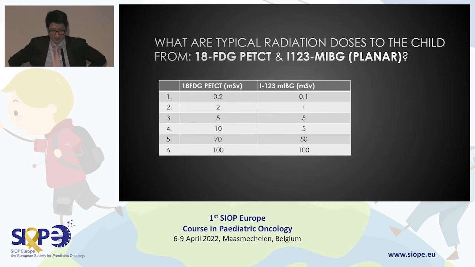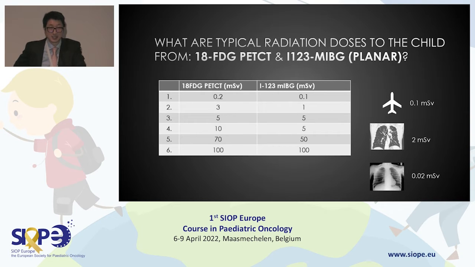The second question I have is, what are the typical radiation doses to children from PET-CT, FDG, and planar I-123 scans? It is important because we're dealing with pediatric populations, and the principle for radiation protection has always been to use as low as is practicable, the ALARA principle. Does anyone know what mSv stands for? Okay, it's millisieverts. It's a measure of radiation dose.